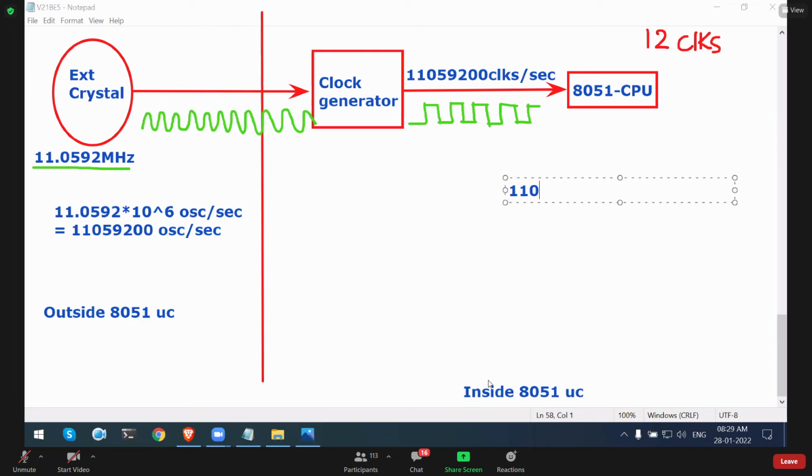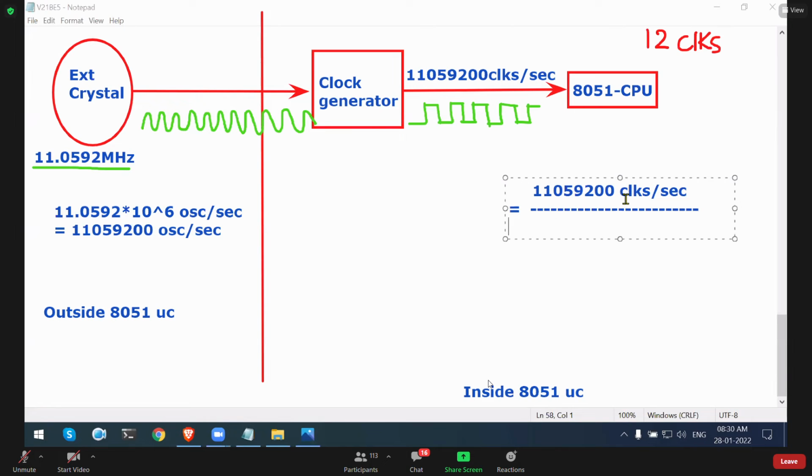And the CPU is getting these many clock pulses in 1 second, 11059200. So these many clock pulses the CPU is getting in 1 second, and to execute one instruction, the CPU needs 12 clock pulses. So suppose I want to know how many instructions this CPU can execute in 1 second.